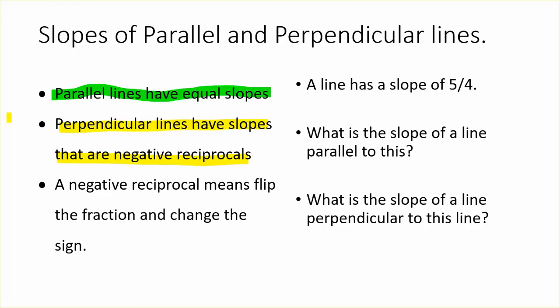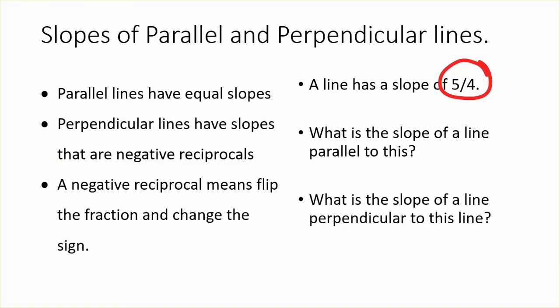Let's look at an example. We are told that a line has a slope of 5/4. What's the slope of a line parallel to this? Well, remember, parallel lines have equal slopes. So the slope was 5/4. A line parallel to that is going to have the same slope. So the parallel line would have a slope also of 5/4.